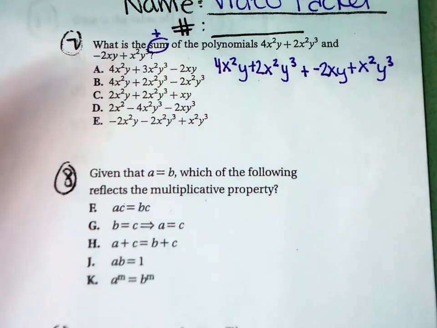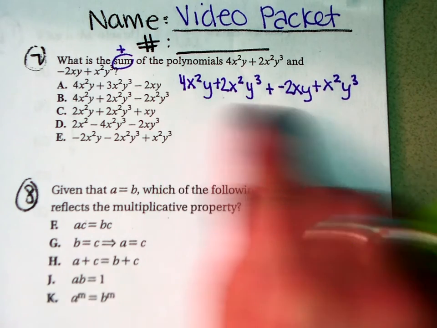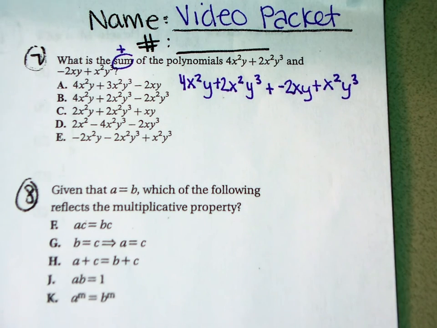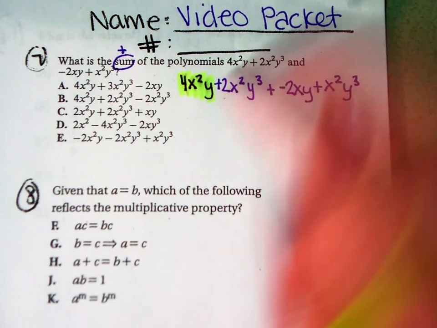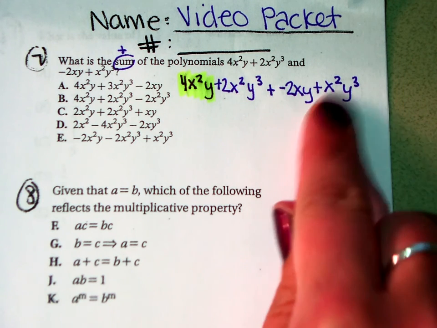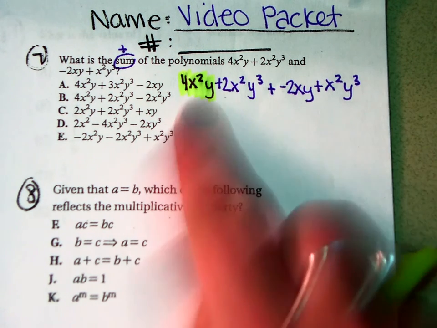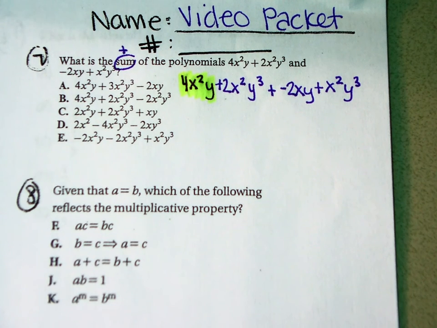I'm looking for like terms, so just like x's and y's, if I have more than one variable, to combine, the variables and exponents have to match. So right here I have 4x squared y. Everything else is x squared y cubed, xy, x squared y cubed. So there's nothing else with 4x squared y. So I cannot combine anything with 4x squared y.